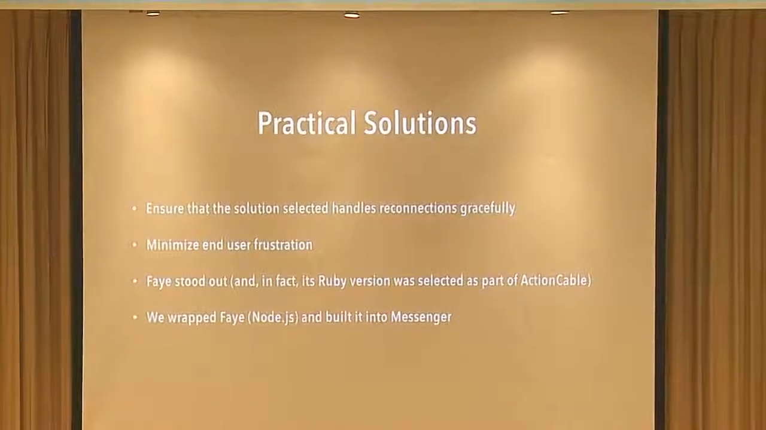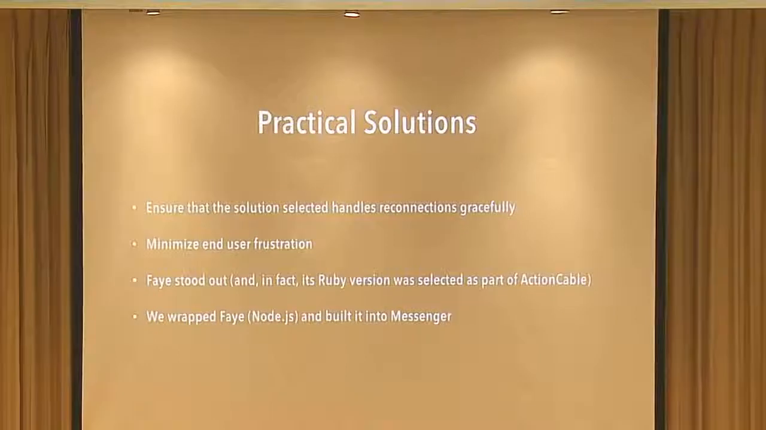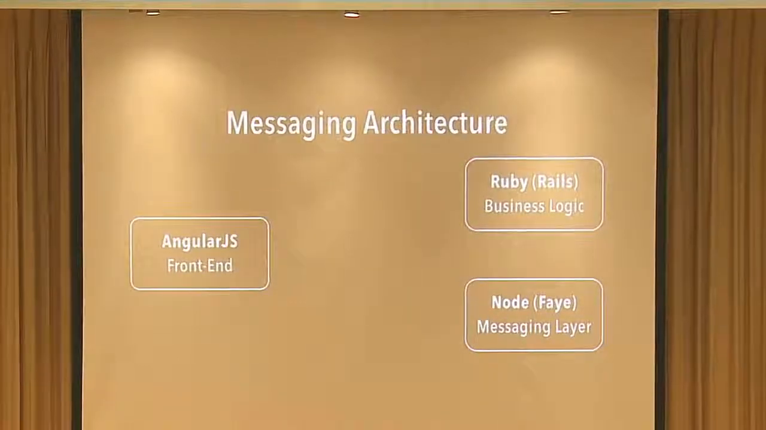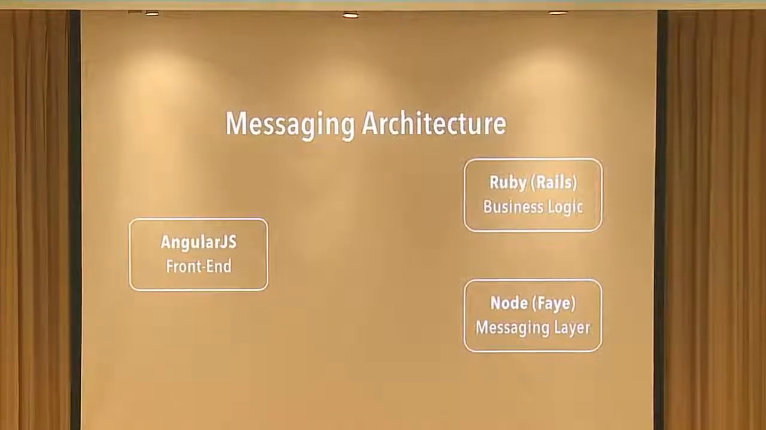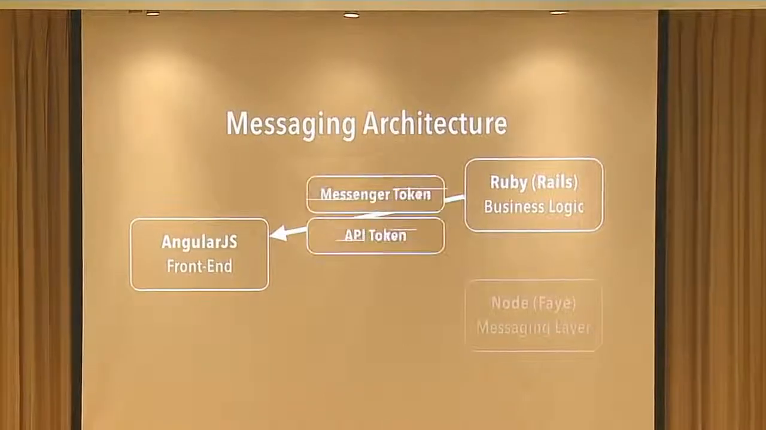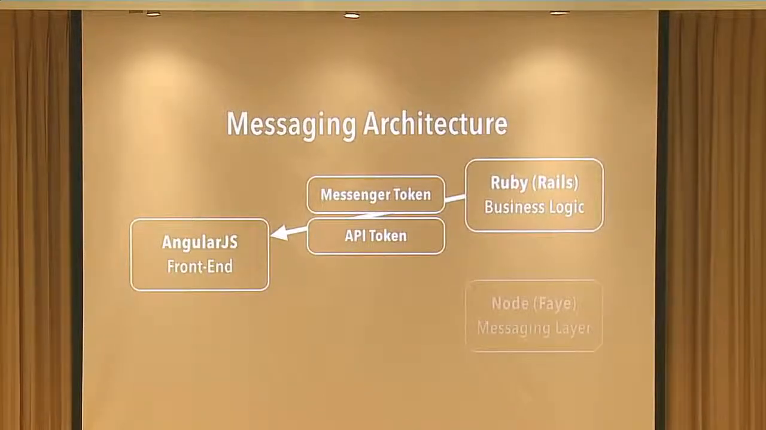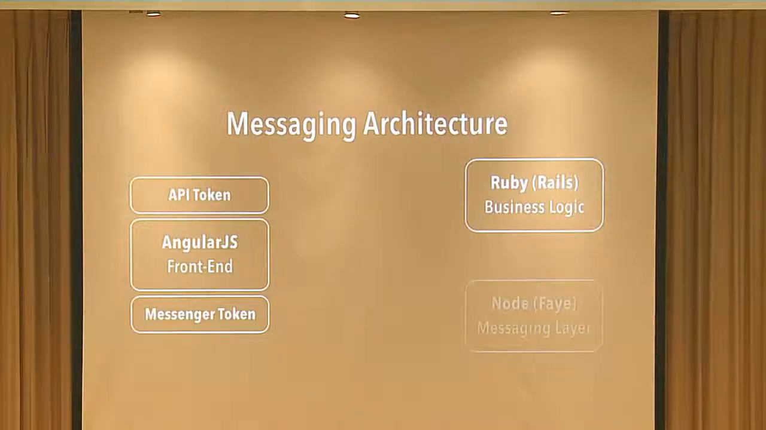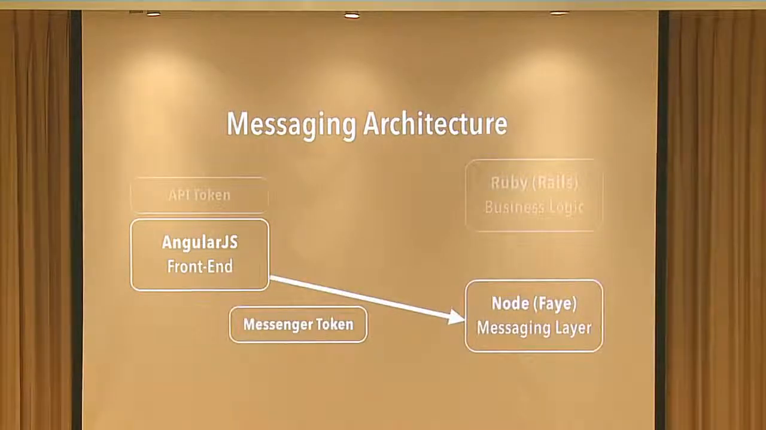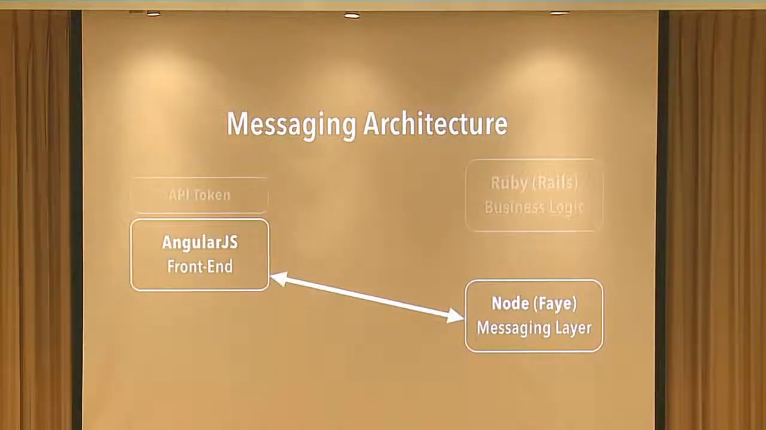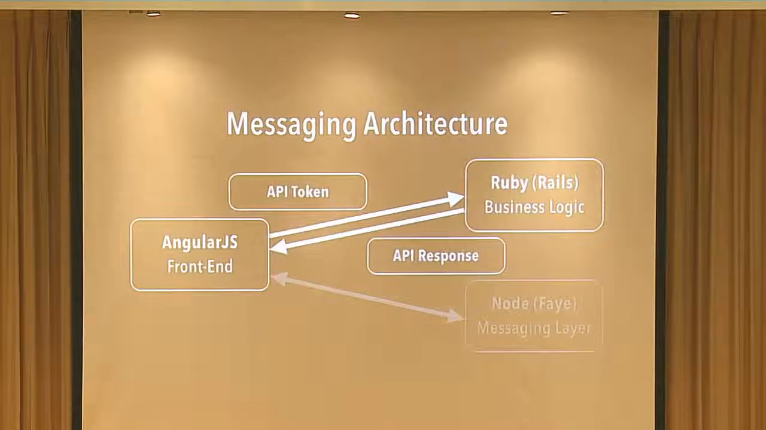Here's how the initialization process actually looks in production. Assuming that you have a Ruby node, a Node server, and an AngularJS client, first you load the page, and the page gives you a messenger token and an API token. First, you take the messenger token and use it to open a connection with the messenger. That gives you two-way communication. Currently we do one-way, but you can do two-way. Then you use the API token to start loading information from the backend, and get the API response.